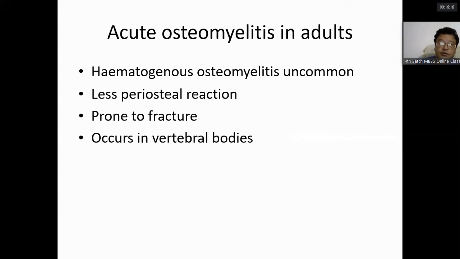So now the acute osteomyelitis in adults, which I just said, this hematogenous osteomyelitis in adults is just 20%. And if it occurs in adults, mostly it doesn't go to the long bone. It goes to the vertebral bodies, okay? So hematogenous osteomyelitis is uncommon. There's less periosteal reaction, prone to fracture, and occurs in vertebral bodies, okay? The other method is direct inoculation of the organism in open fracture or in the surgery where implant has been put.